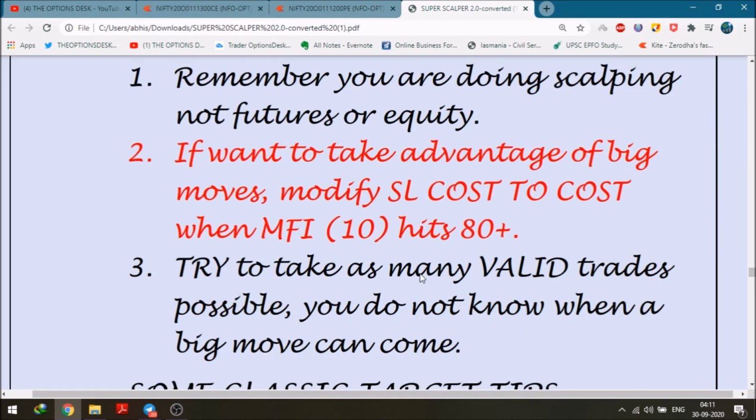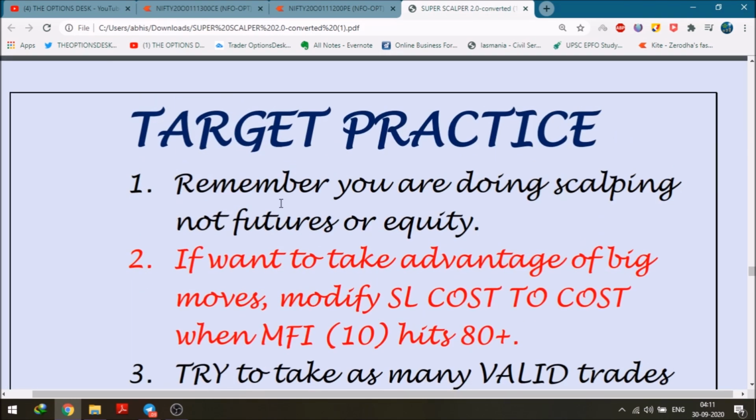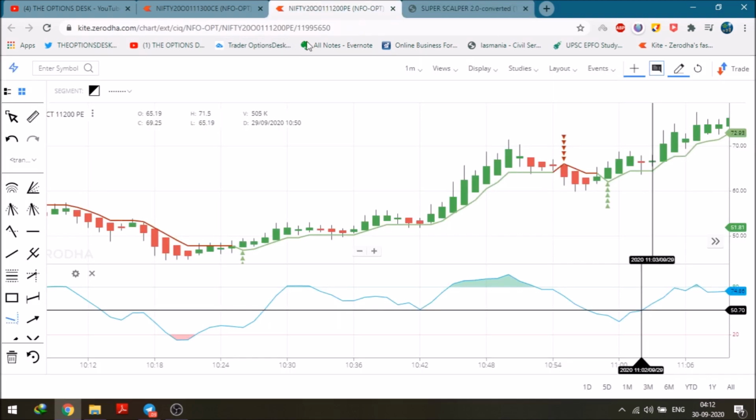Now, target practice. Remember, you are doing scalping, not futures or equity. So you are trading on 1 minute. The trade can go a maximum of 20 to 25 minutes, not 1 hour or 2 hours. You will again get a re-entry after 20 to 25 minutes, but the maximum I have seen a trade on 1 minute go is 30 minutes.